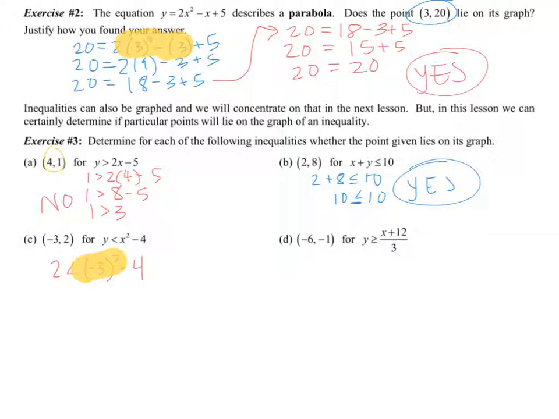So this is really negative 3 times negative 3, which makes it positive 9. So is 2 less than 5? Yes, 2 is less than 5.